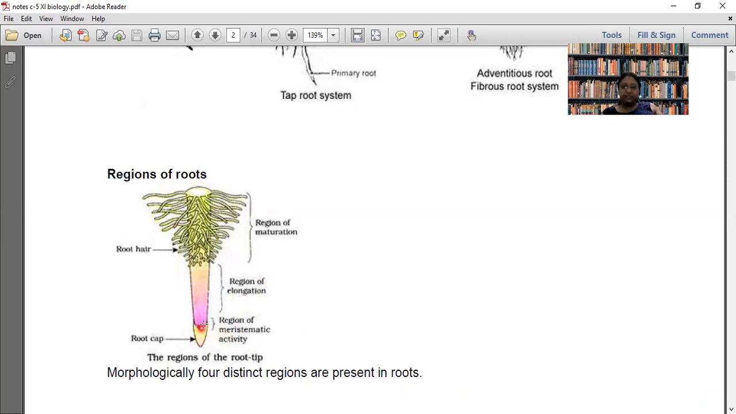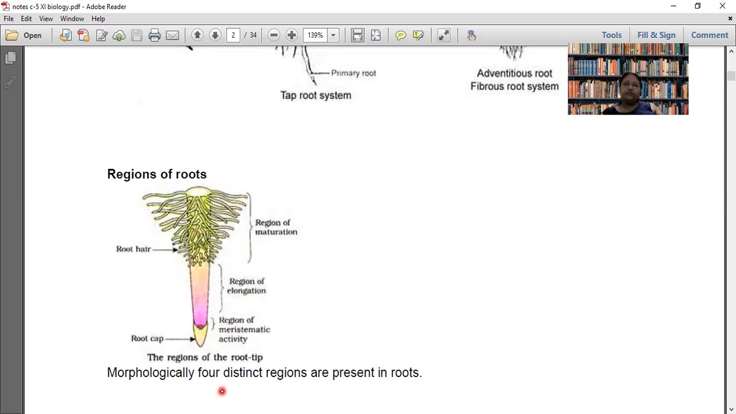Above the region of meristematic activity, there is region of elongation. Cell division meristematic activity वाला एरिया होता है. After division, cells enlarge their size. This is called region of elongation. Above that, there will be region of maturation जहाँ से root hairs निकलना start होता है. So these are the four regions of the root.